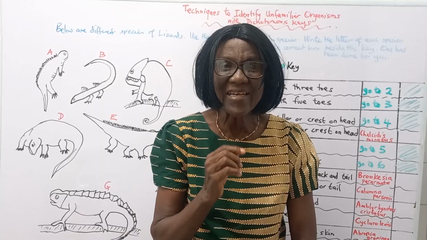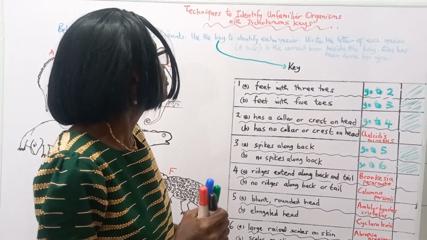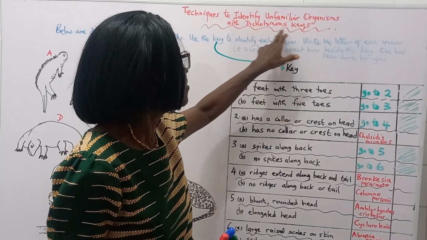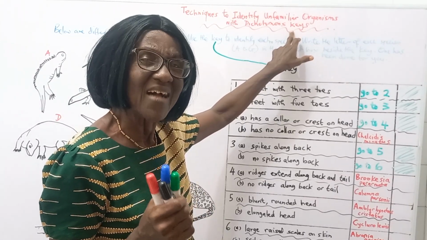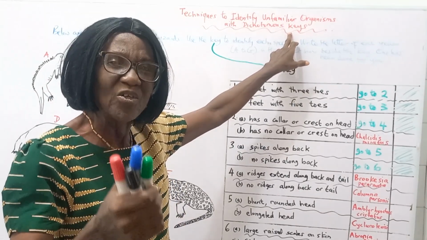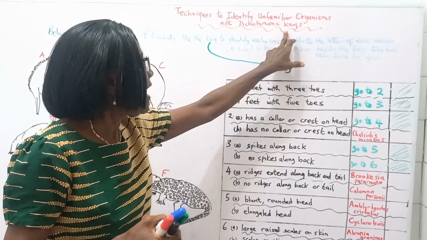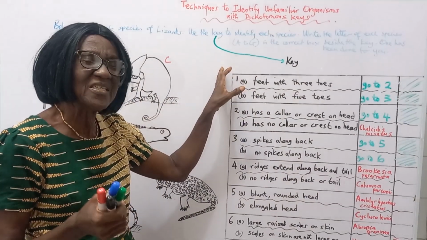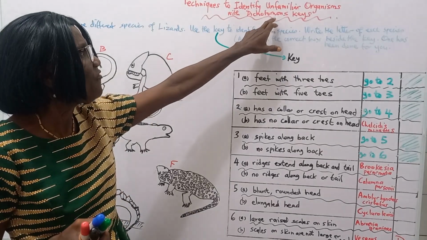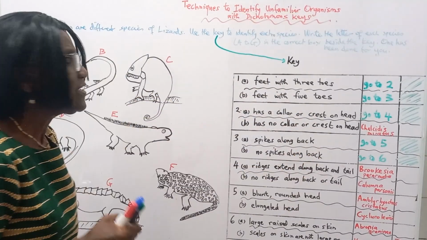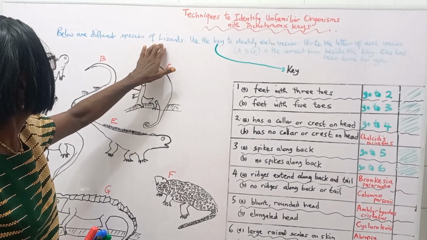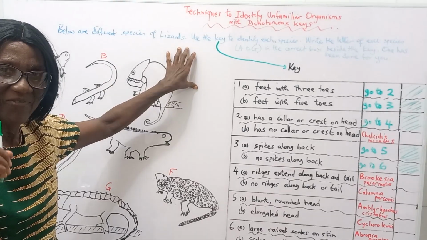Today we are looking at techniques that one can use to identify unfamiliar organisms using dichotomous keys. In our last lesson, we discussed dichotomous keys. Please check them. That will help you to know how dichotomous keys are done. And once you know how dichotomous keys are done, it will be very easy for you to identify unfamiliar organisms with a key. In today's lesson, we are going to identify different species of lizards for the first question.